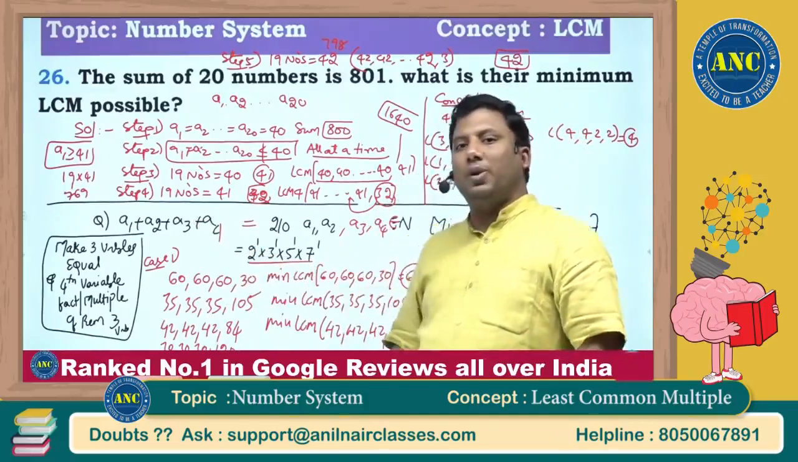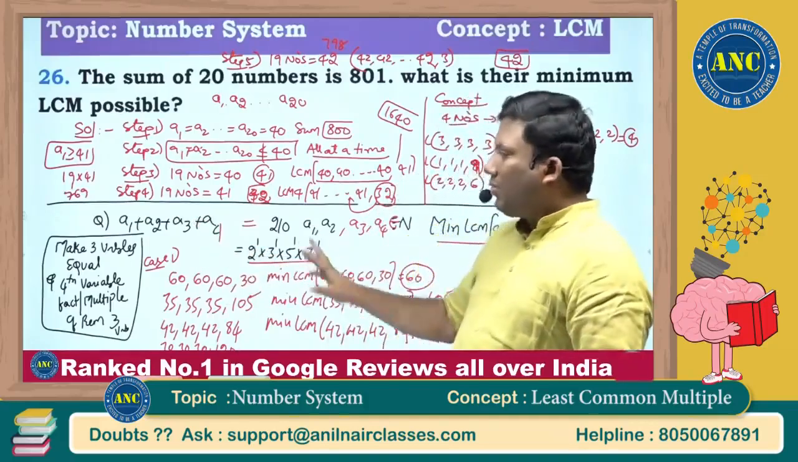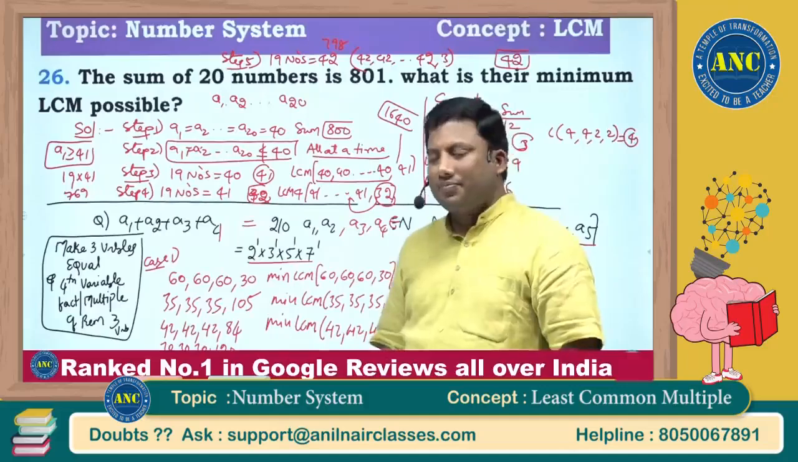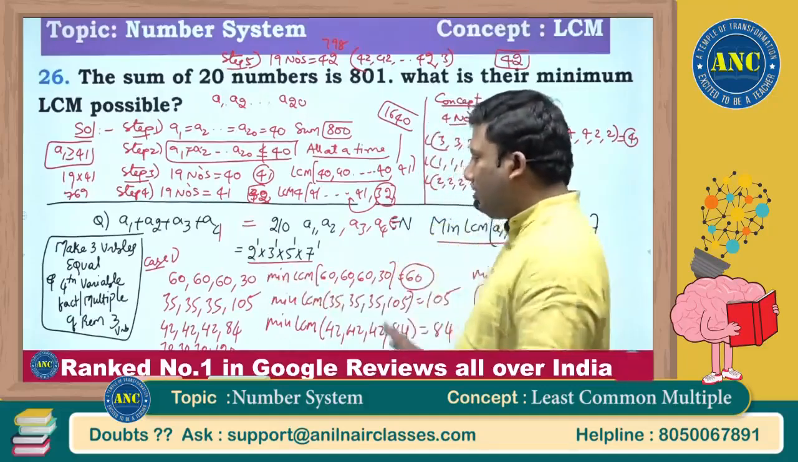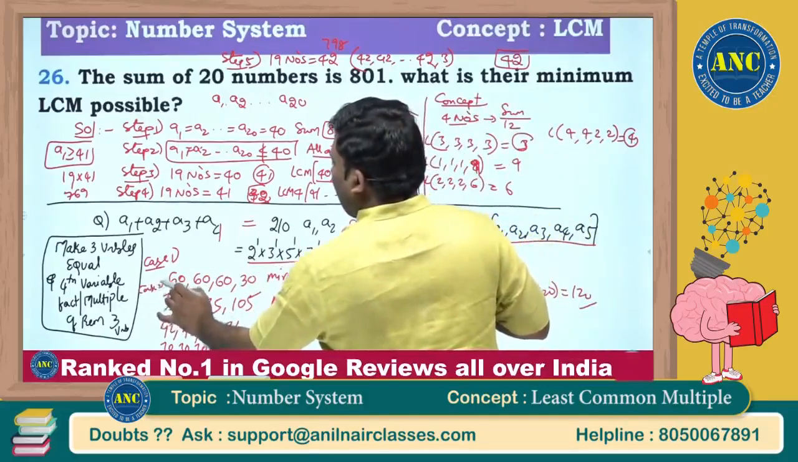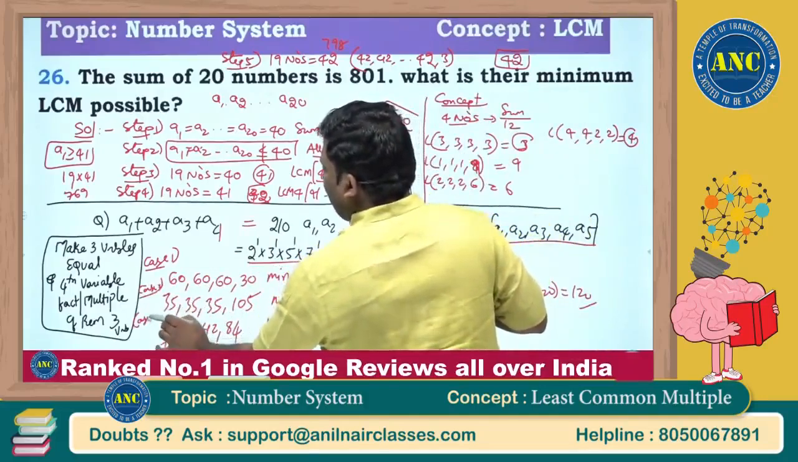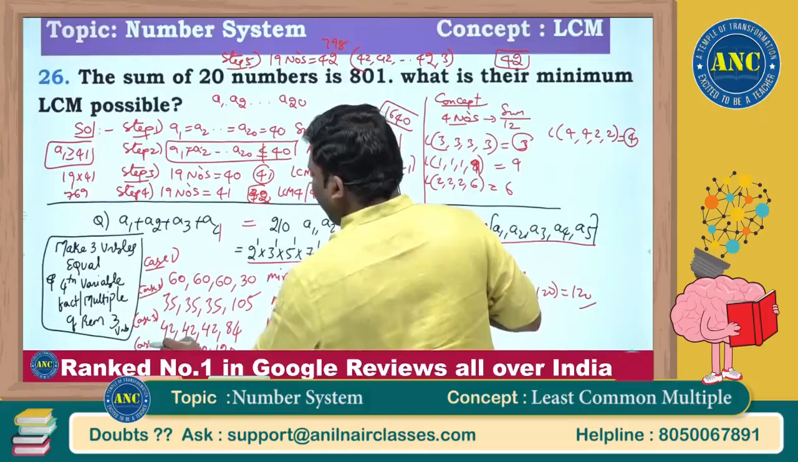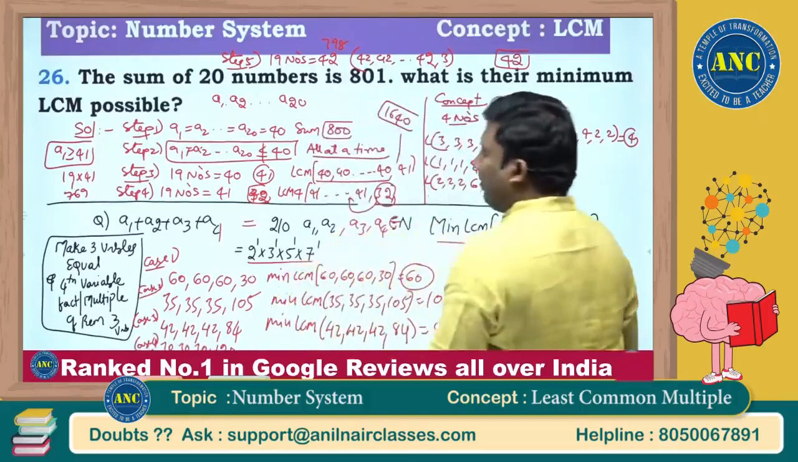A1 plus A2 plus A3 plus A4 equivalent to 210. Make three variables equal. All the three variables I took are nothing but the factors of these numbers or the multiples of the factors.